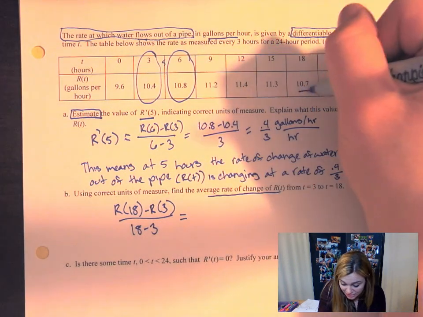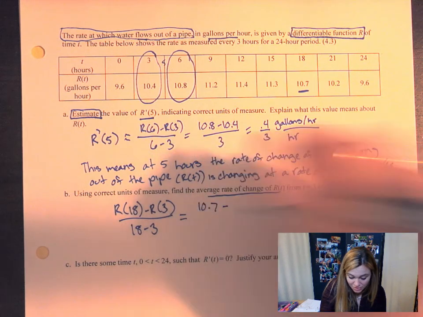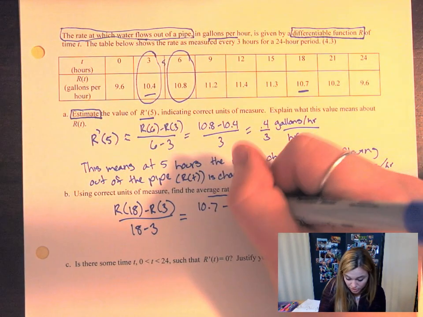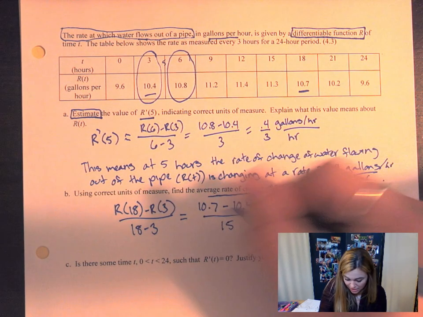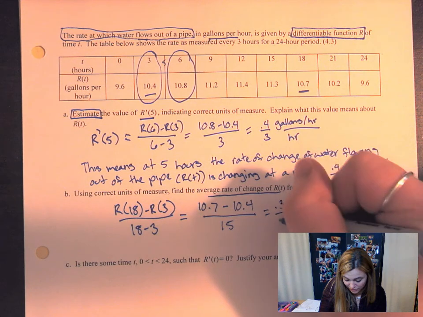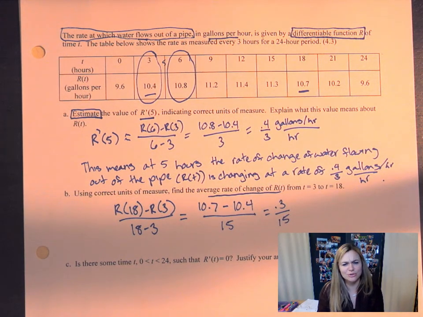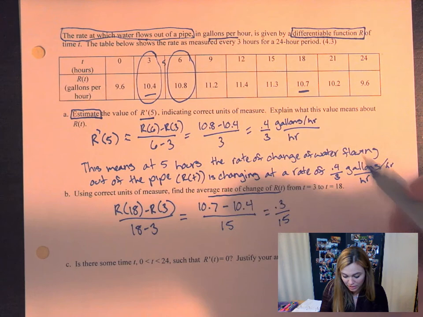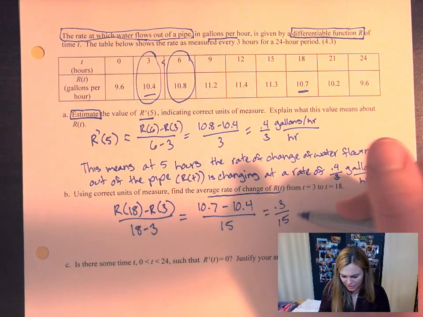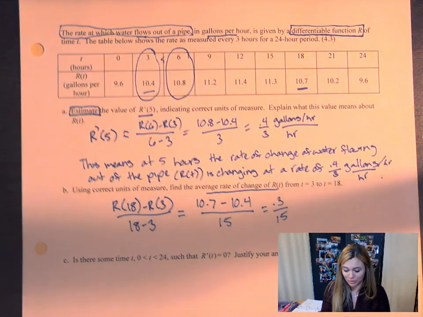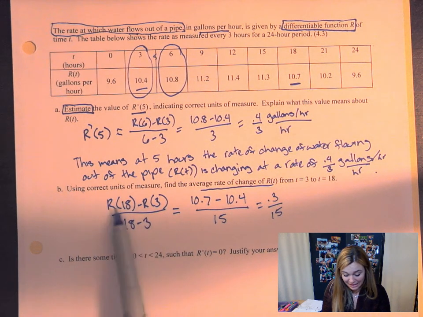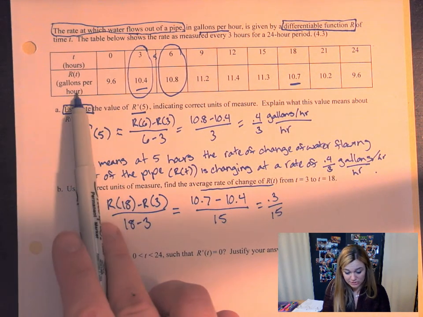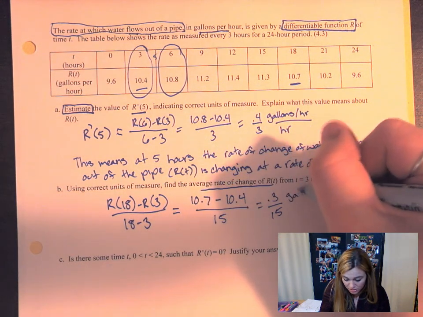R of 18 is 10.7, r of 3 was 10.4. 18 minus 3 is 15. This would be 0.3 over 15. And again, you could change this and say 30 over 150 or reduce this in some way, so you have to be really careful if you do that. Or you can just leave it as 0.3 over 15. Make sure that you indicate the correct units of measure. Again, r, the numerator, was up here. So this would be gallons per hour.